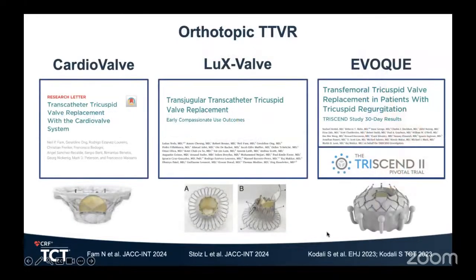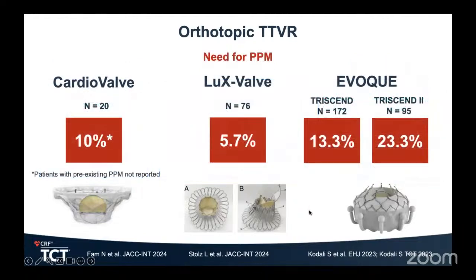And here we come to the orthotopic transcatheter tricuspid valve replacement, which is definitely a hot topic. It's a procedure that is being investigated in multiple studies. We have one randomized trial published so far, which is the TRISCEND-2, the one on the right. It was published and presented during the last TCT. And you can see other devices here on the left, the CardioValve system, the Lux valve, the one in the middle. And let's see which numbers we have so far based on published data.